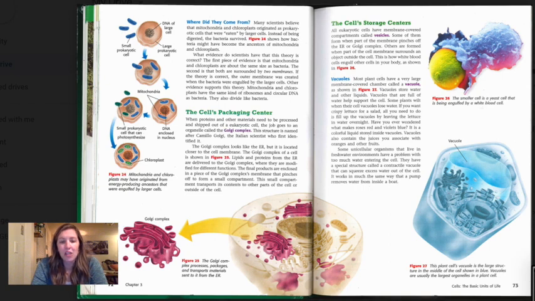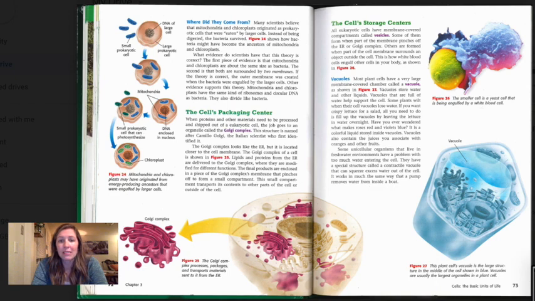The final products are enclosed in a piece of the Golgi complex's membrane that pinches off to form a small compartment. This compartment transports its contents to other parts of the cell or outside the cell. Over to page 73. The cell's storage centers. All eukaryotic cells have membrane-covered compartments called vesicles. Some of them form when part of the membrane pinches off the ER or Golgi complex. Others are formed when parts of the cell membrane surround an object outside the cell.